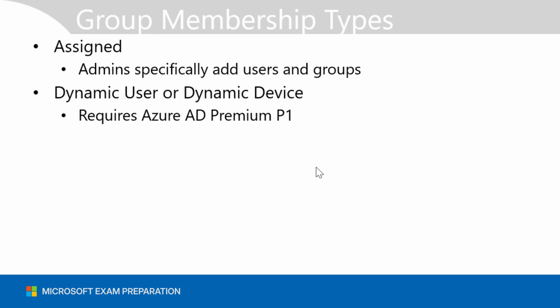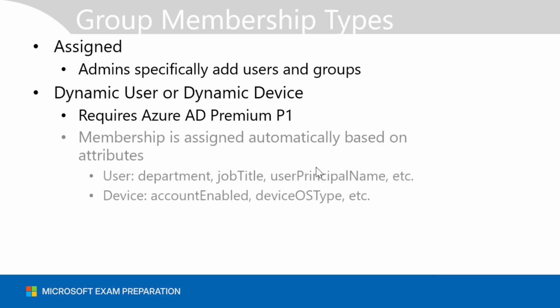So it does require a paid tier of Azure Active Directory called Premium P1. Membership can automatically be assigned based on some attributes in the user object, such as department. There's a department attribute, and if you set the department, you could have a dynamically assigned group that was based on that department name. You can do the same for devices, and we'll talk about devices later in this lesson.